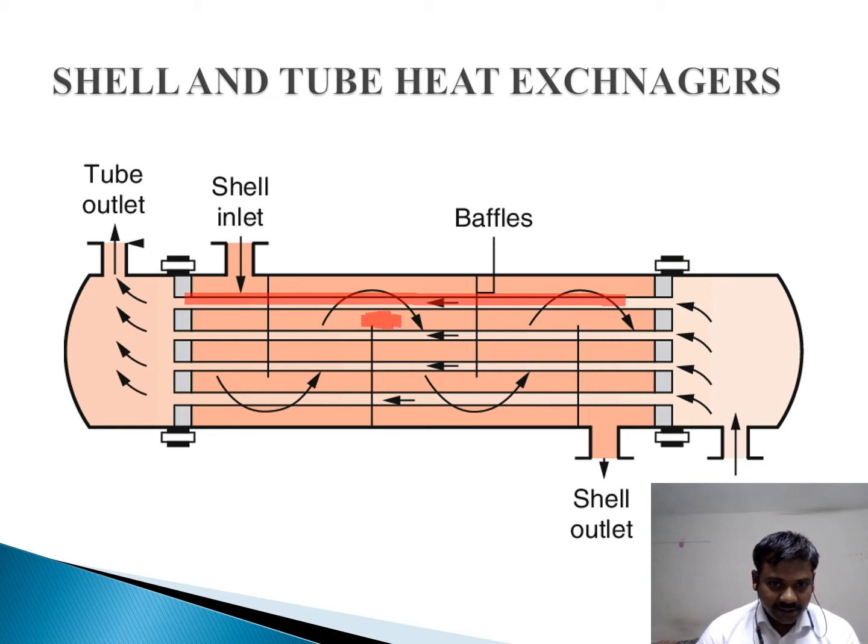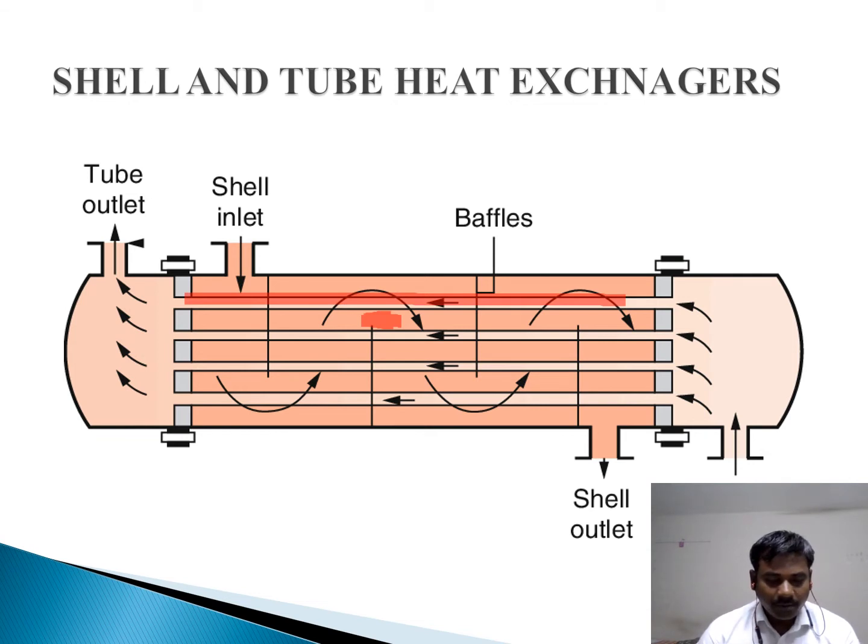So we call this the tubes, and this is the shell. The outer part we call the shell, and baffles. We know the main purpose of the baffles is, one, to increase the heat transfer coefficient, and second, to support the tubes. So this is the main construction of a shell and tube heat exchanger.